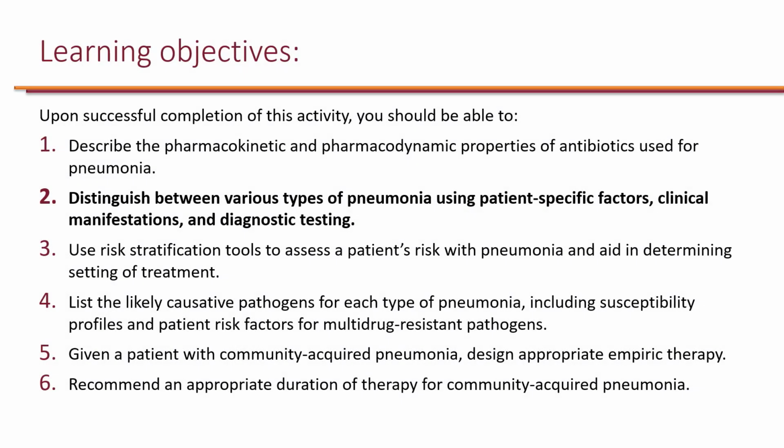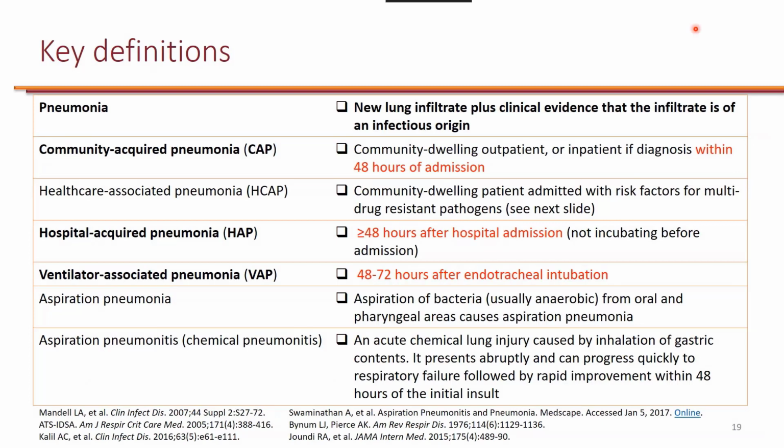We described the pharmacokinetic and pharmacodynamic properties of antibiotics used for pneumonia. Now, let's distinguish between various types of pneumonia using patient-specific factors, clinical manifestations, and diagnostic testing. Here are some key definitions that you should know. So, by definition, pneumonia is a new lung infiltrate on the chest X-ray plus clinical evidence that the infiltrate is of an infectious origin. Now keep in mind that while this is the standard definition of pneumonia, for many patients, pneumonia is a clinical diagnosis.